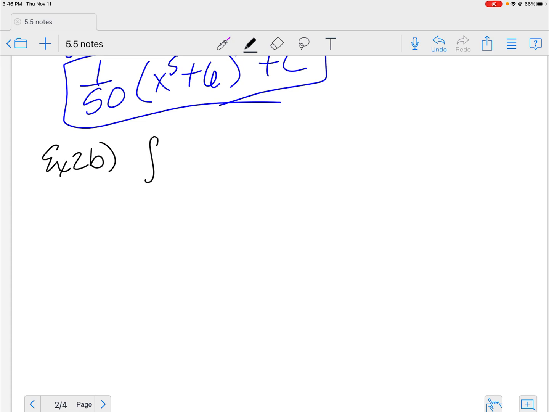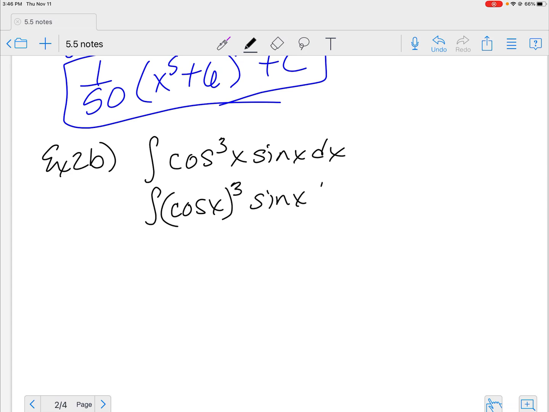Okay, guess what you can do this with also? Trig, baby. Cosine cubed of x times sine x dx. What's another way to write cosine cubed of x? Yep, cosine of x cubed sine of x dx. And what did we say about that u sub? It's the inside part. It's the crazy part. That's right. Check this out. If I'm looking at to do a u sub here, my inside is cosine.